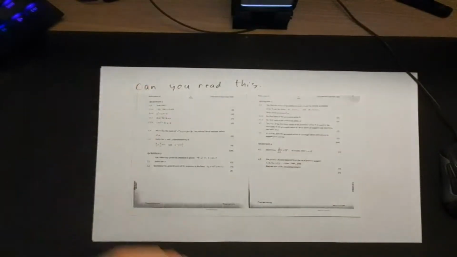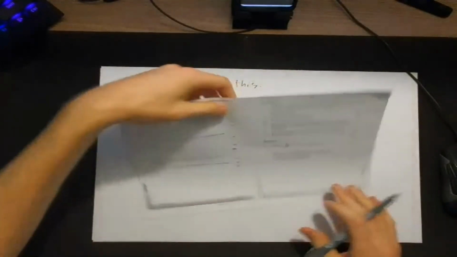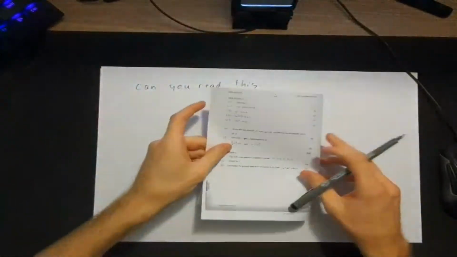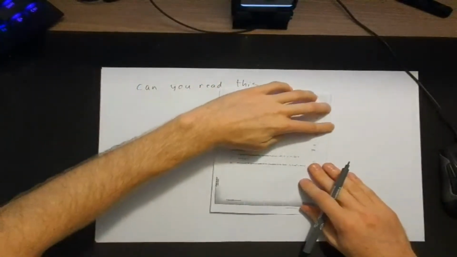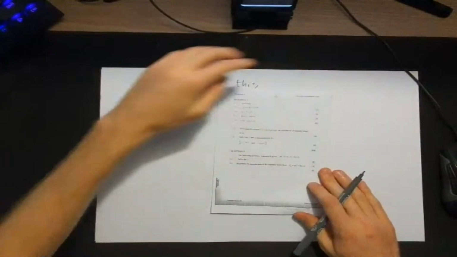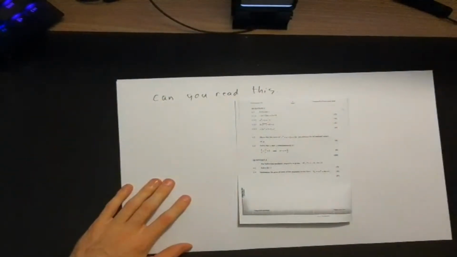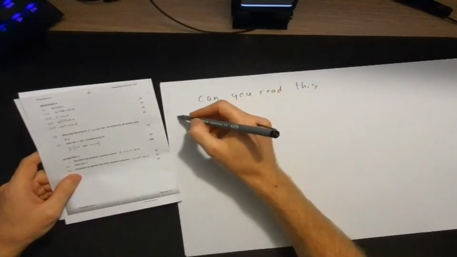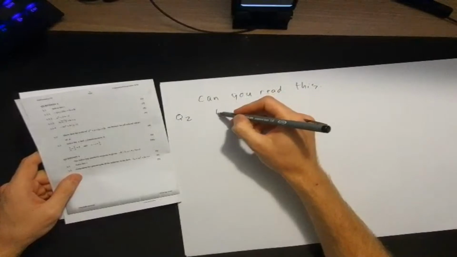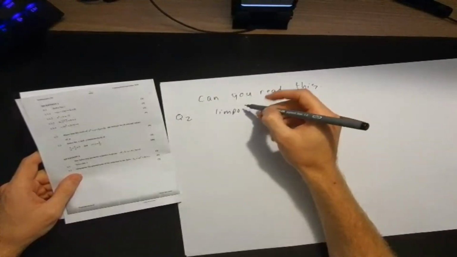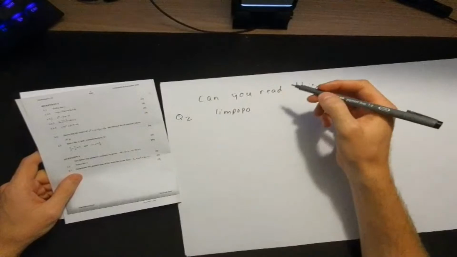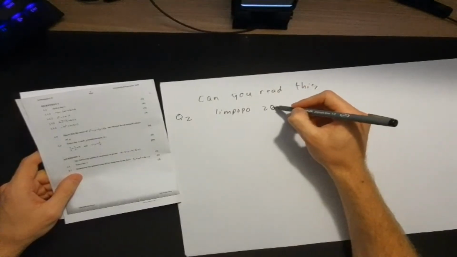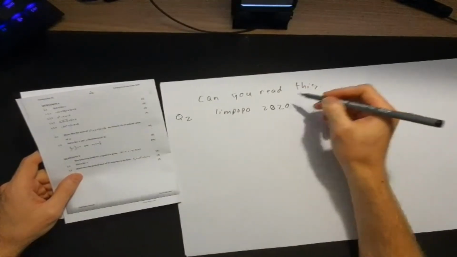Let's have a look at the first question that I want to look at. It's from the Limpopo September 2020 mock paper, question 2. Let me fold this in half so we're dealing here. It says the following sequence is given. Let me write out what the sequence is over here.